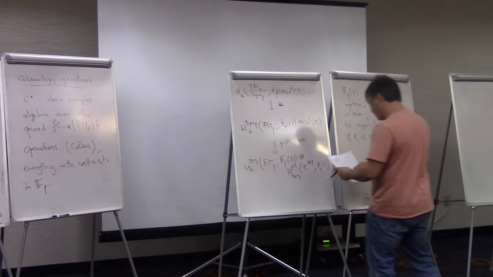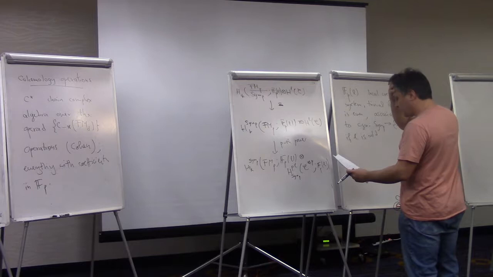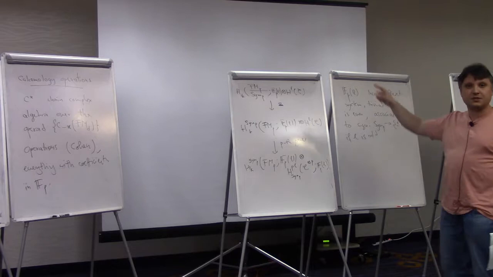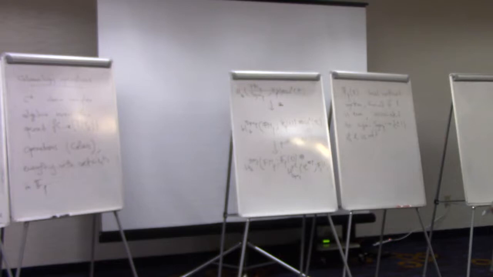Just because I missed the first response, what is this FM? Fulton-McPherson space of p points. It's like configuration space, essentially. You know, the little disk operad.